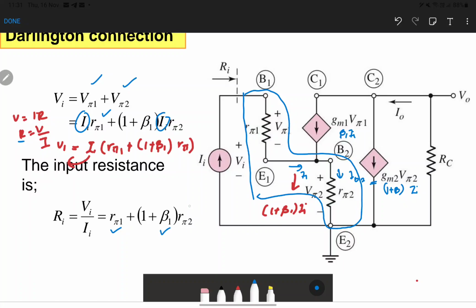So we can conclude that this is the total resistance in the area from B1 until E2. If you plug in the values, then you can find the input resistance for this Darlington configuration.